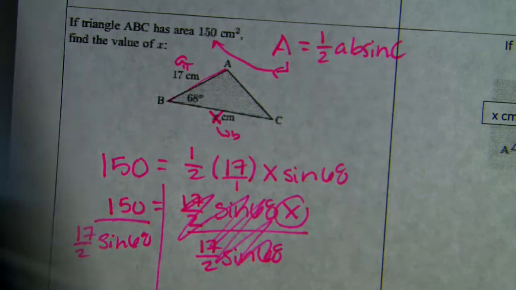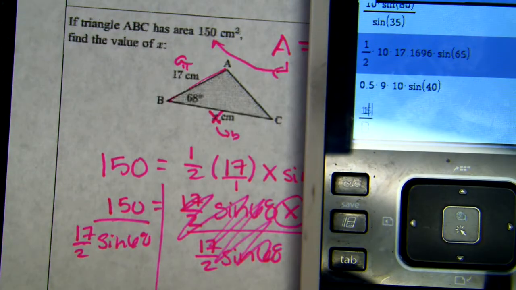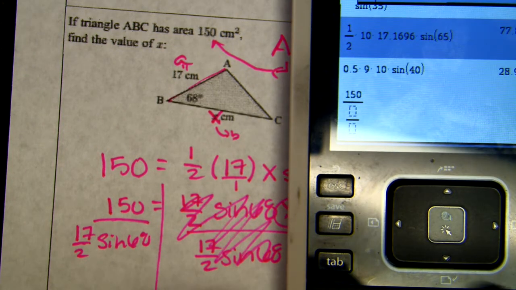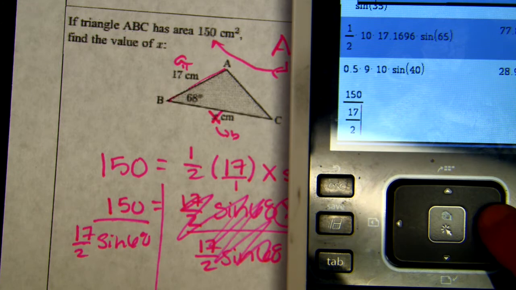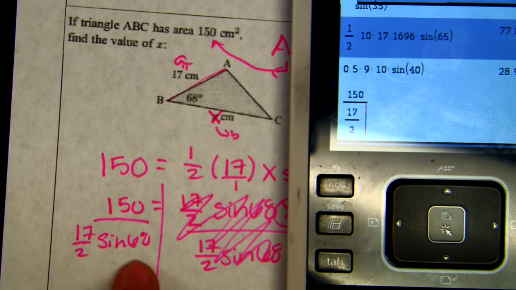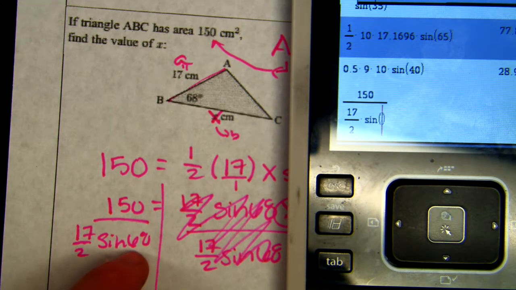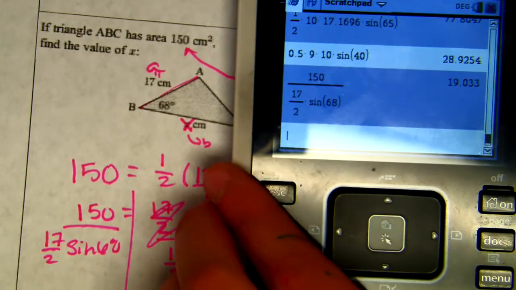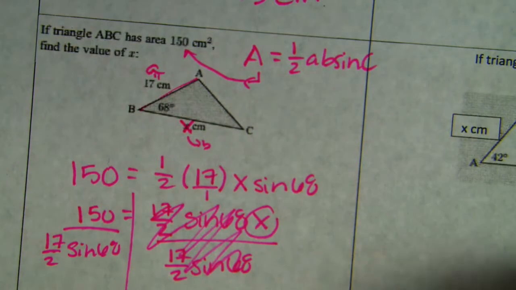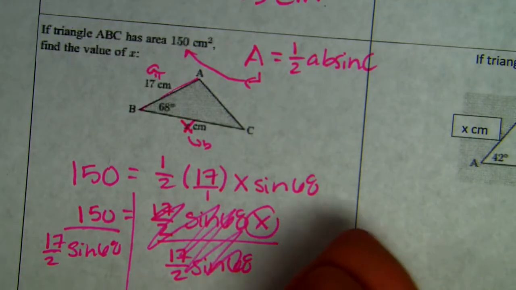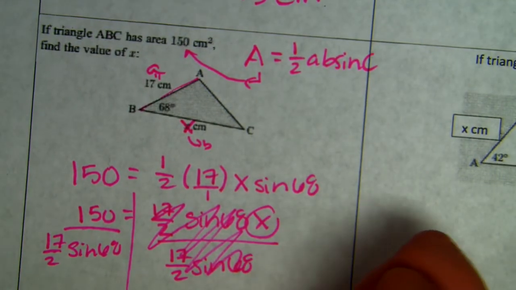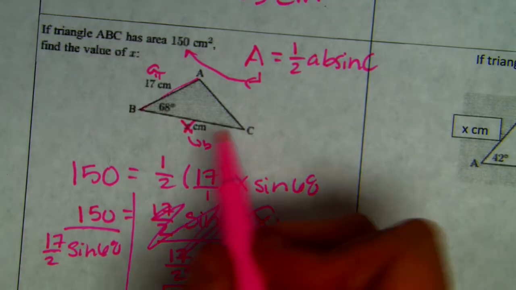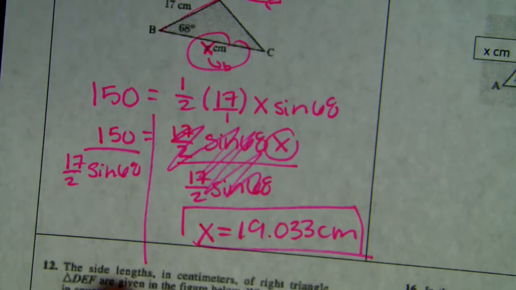Let me pull up my fraction bar. So I have 150 divided by, add in another little fraction bar, 17 over 2 times sine 68. So I'm going to do that, sine 68, and I end up with 19.033, which is exactly what I got when I did it another way, so that's good. So I have side x equals 19.033 centimeters. And that is my missing side right here.